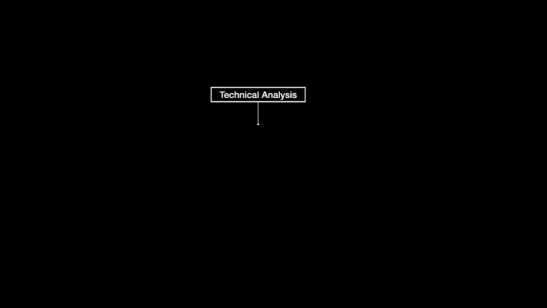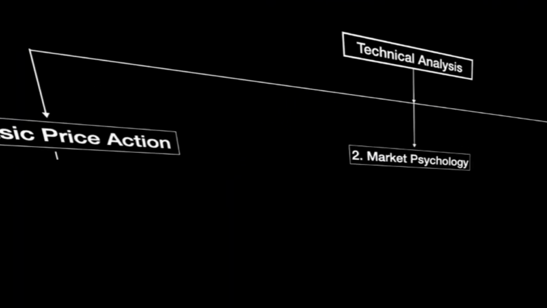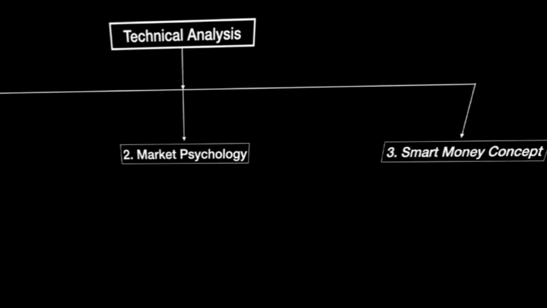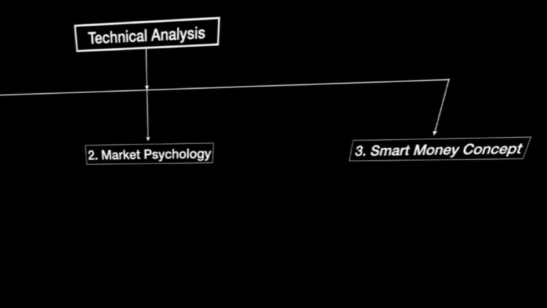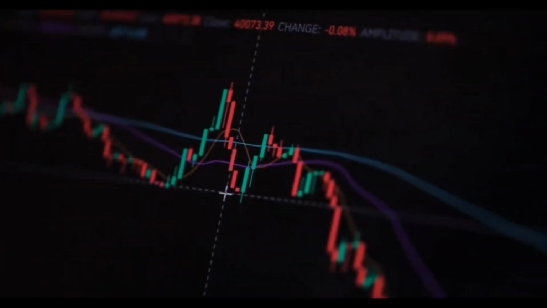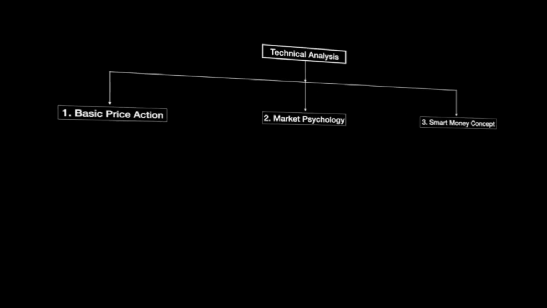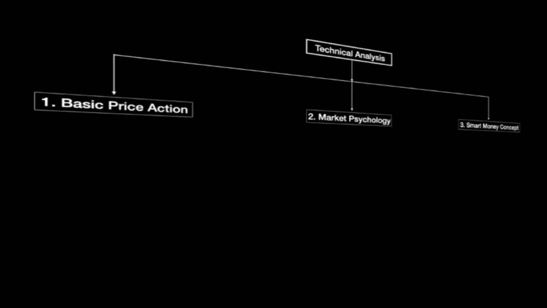Technical analysis, or price action, is divided into three main levels: 1. Basic price action, 2. Market psychology, 3. Smart money concepts. We will cover all of this in detail in our technical analysis video. So let's see what we are going to learn. Level 1, basic price action.